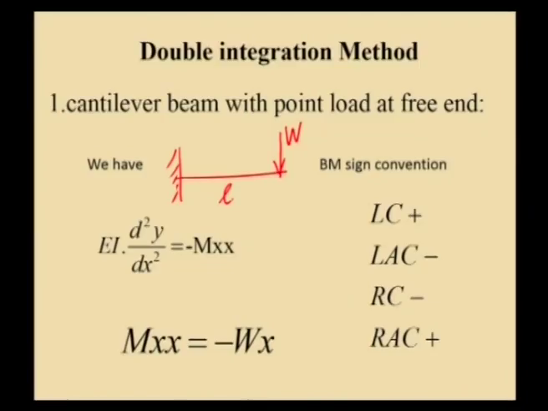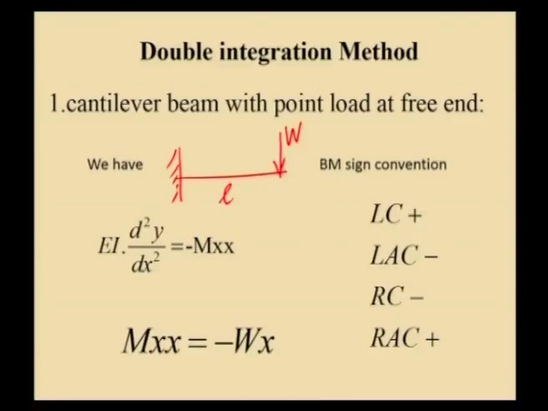Again, for deflection analysis, the concept of bending moment becomes essential. Without the value of bending moment, we can't proceed in calculating the slope and deflection, as this equation clearly indicates that E I d squared y by dx squared equals minus Mxx. Mxx is nothing but the bending moment at any section xx.